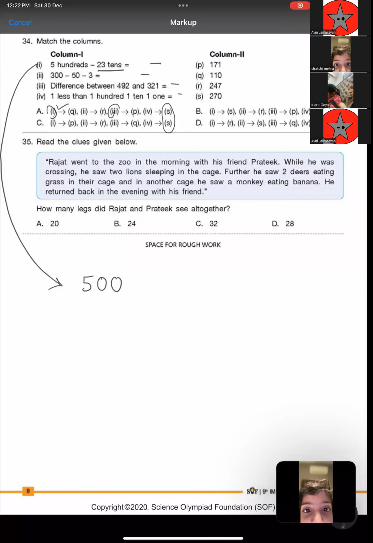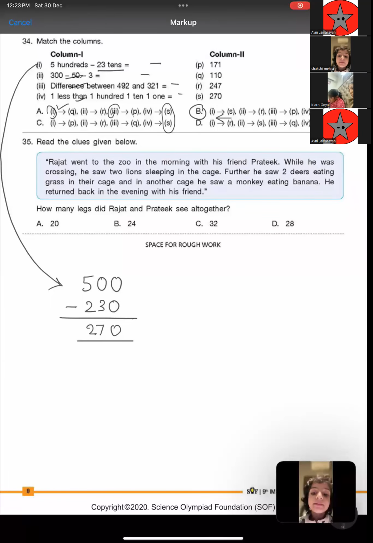Ma'am, the answer is B. 23 tens is like this. So it becomes 270. So the answer is S. Correct. Now, I don't need to solve 2, 3, 4, correct? Because only B has S. Yes, that's the answer. Good job, Sakshi. Good job. Let's do the last one, 35th one. Read.